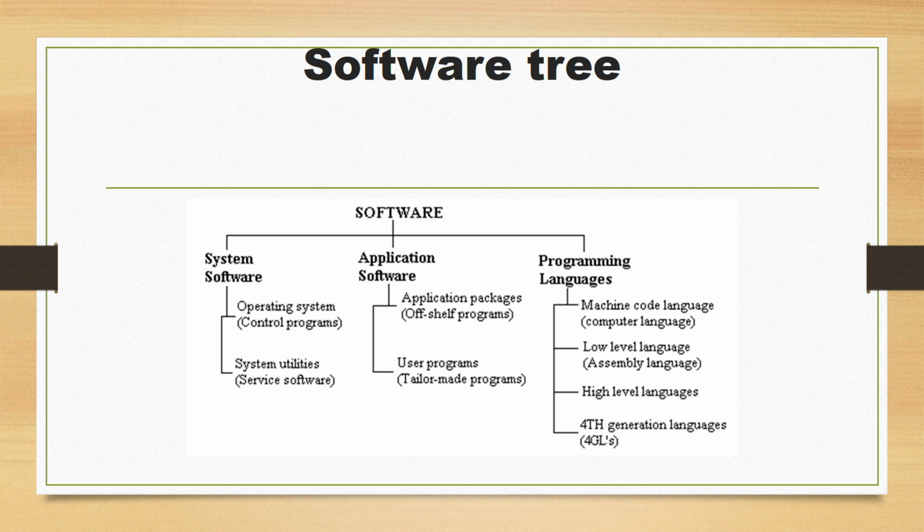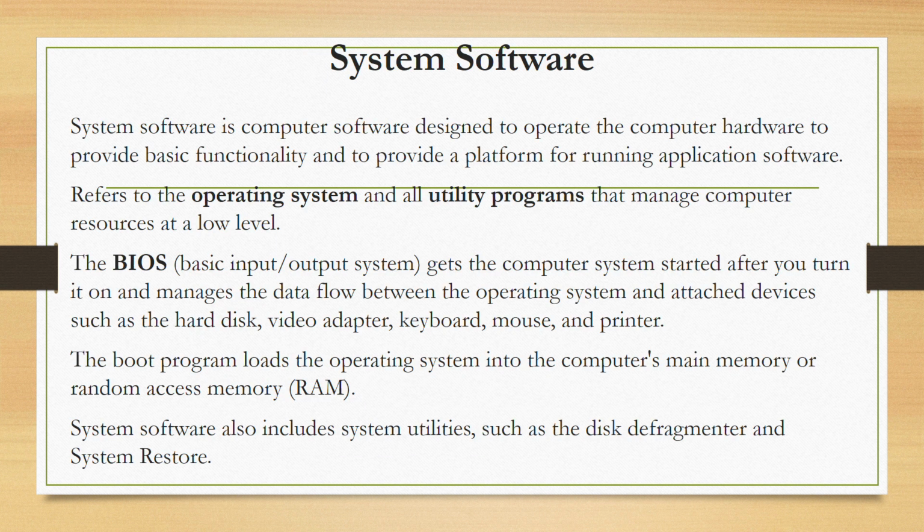System software is designed to operate the computer hardware, to provide basic functionality, and to provide a platform for running application software. They differ into the operating system and the utility programs. Then we mentioned the firmware, the BIOS, which is the basic input-output system. This is the device in the computer that, once you press the power button, loads the operating system from the hard drive and makes it run on the RAM so the information can be displayed.